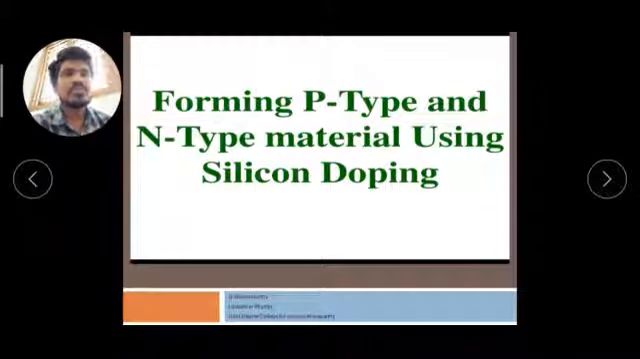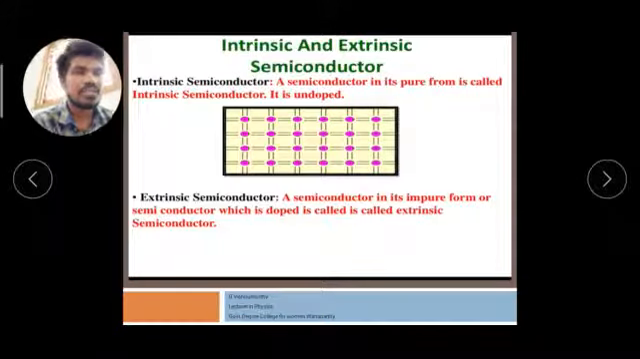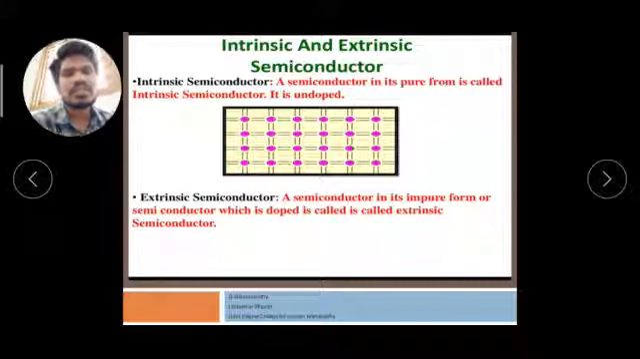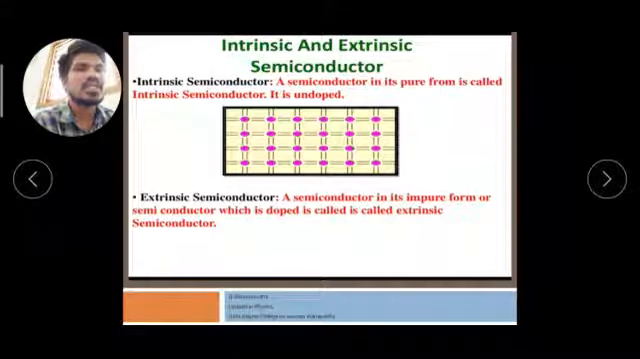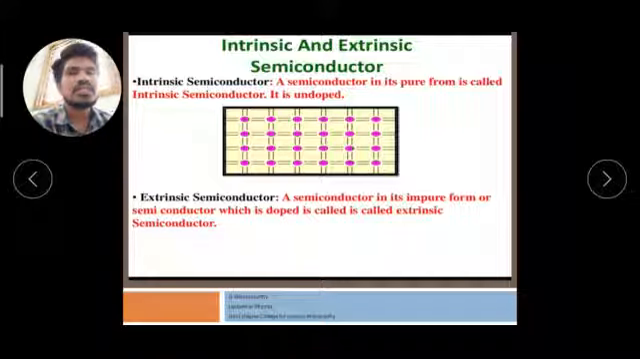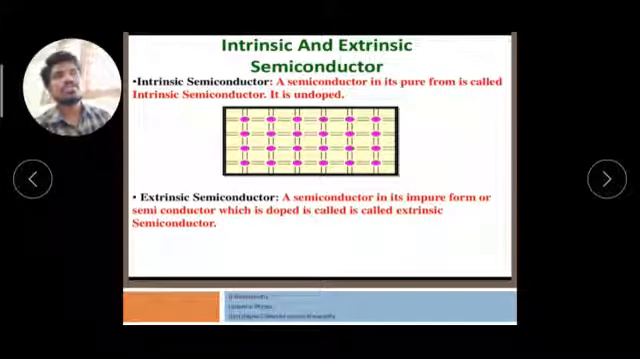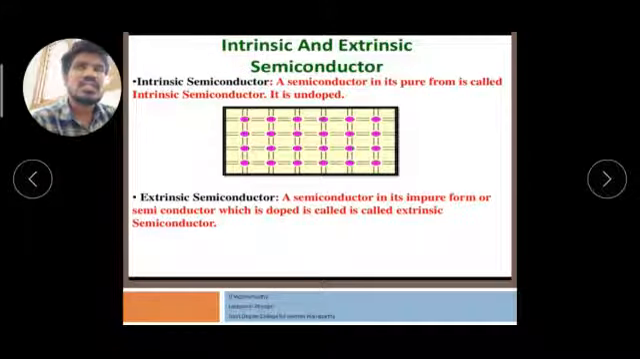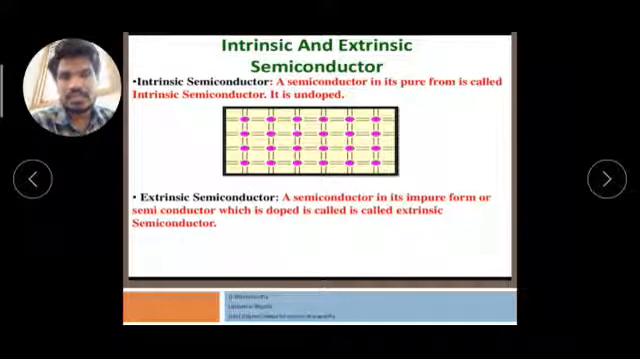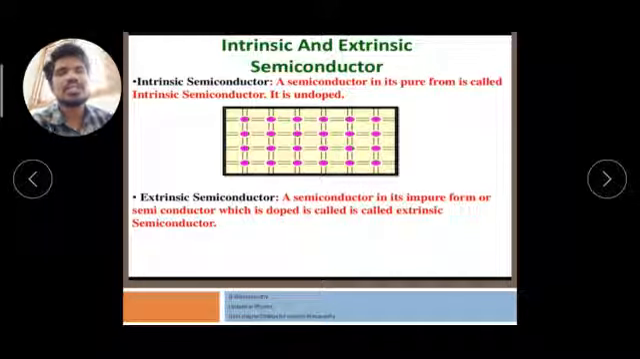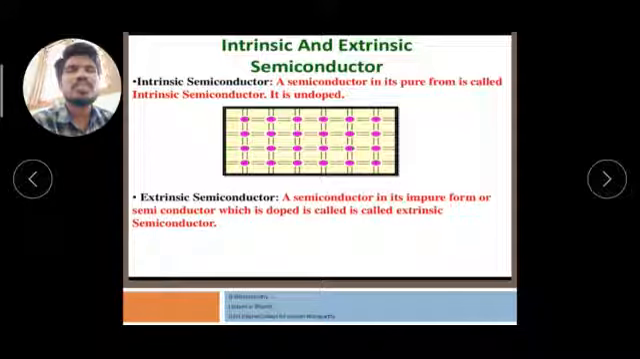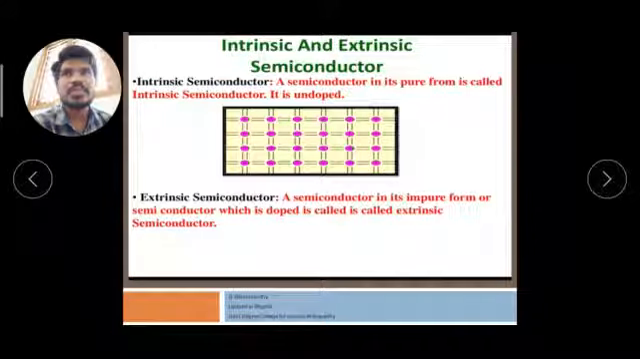Now we are going to look at the formation of p type and n type material from silicon. So, intrinsic and extrinsic semiconductors. Now you see the definition of the intrinsic semiconductor. A semiconductor in its pure form is called an intrinsic semiconductor. It is undoped. We know that semiconductors are divided into two types. One is the intrinsic semiconductor, and the second is the extrinsic semiconductor. Semiconductors that exist in pure form are known as intrinsic semiconductors. The second type is when we add an impurity, trivalent or pentavalent, to the intrinsic semiconductor; then we get the extrinsic semiconductor.